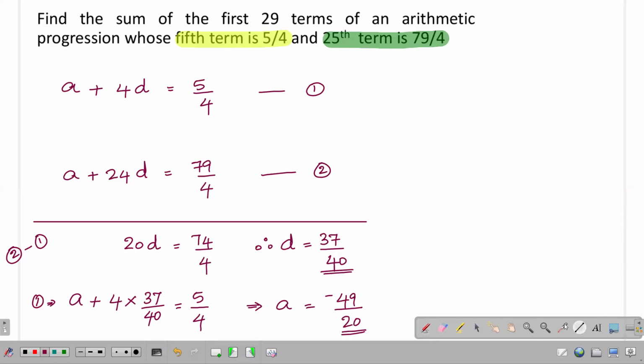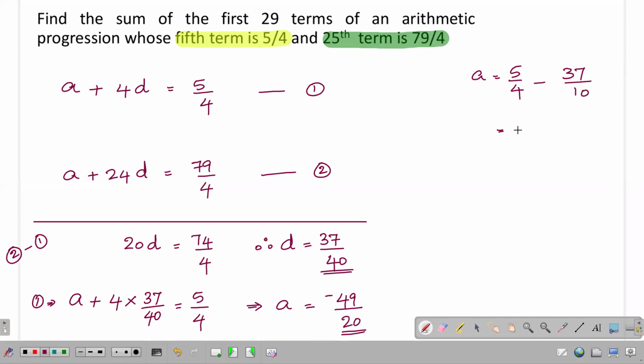So I have written up to this point. a plus 4 into 37 by 40. 4 and 40 will cancel off. It will come as 37 upon 10 is equal to 5 by 4. So a will be 5 by 4 minus 37 upon 10. That a value is 5 by 4 minus 37 upon 10.